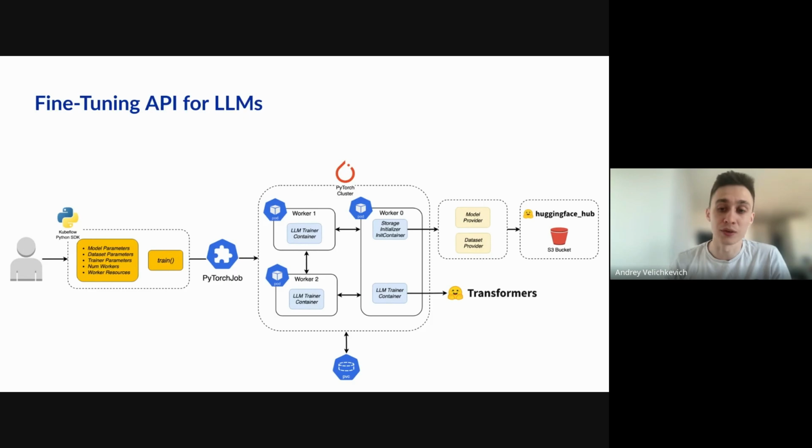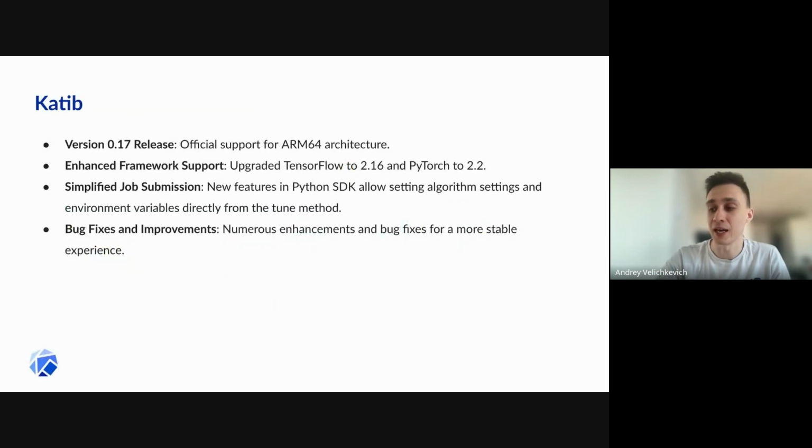So if you go to the next slide, I'm just going to quickly speak about Katib. In Kubeflow 1.9, we released Katib 0.17, where we introduced official support for ARM64 for release images. Also, we enhanced framework support. We're supporting TensorFlow 2.16 and PyTorch 2.2.